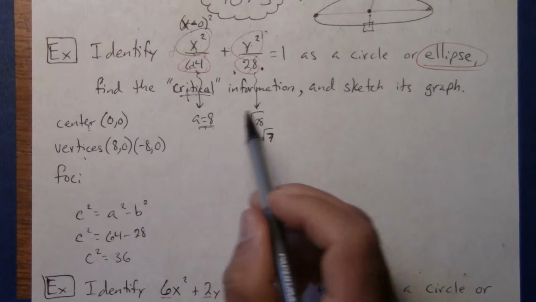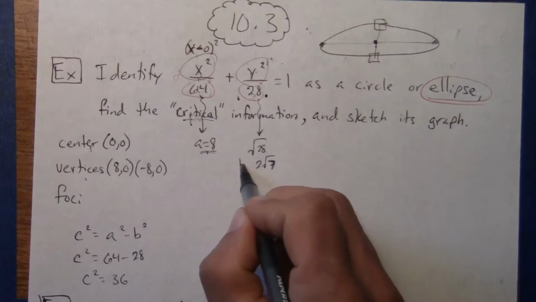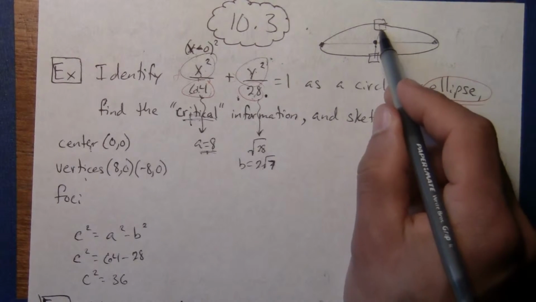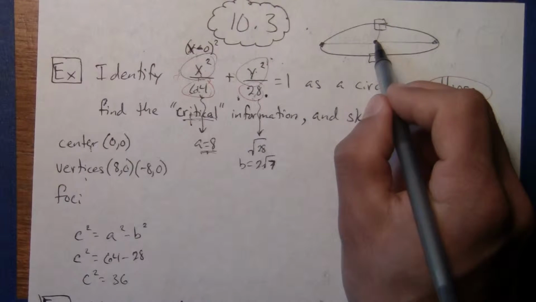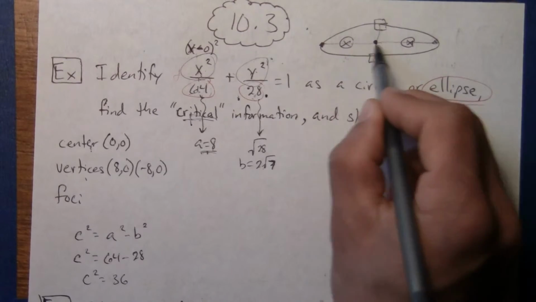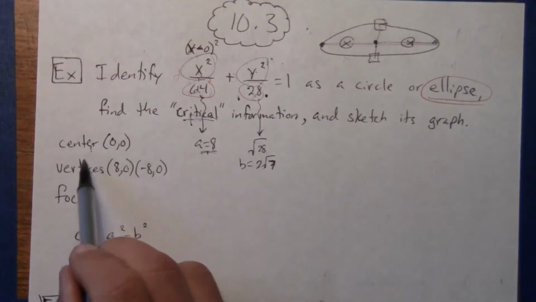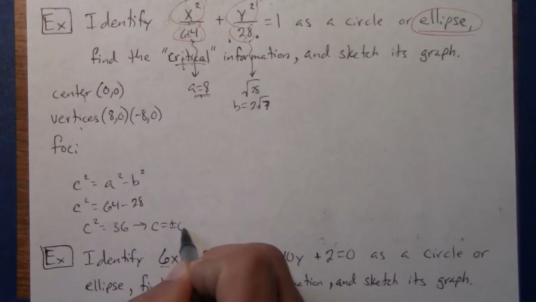And since a represents the distance from the center to the vertex, b represents the distance from the center to the quote other vertex, c represents the distance from the center to the foci. And remember that those are always on the major axis, or they go the same direction the vertices do. So that means c is equal to plus or minus 6.